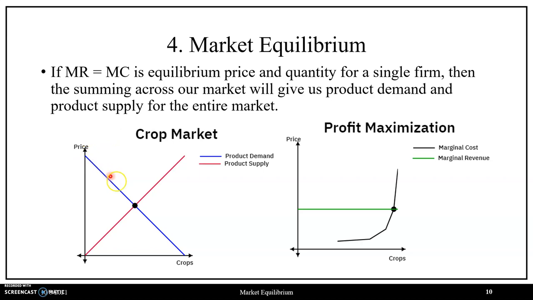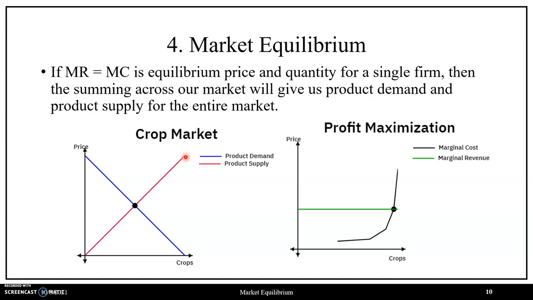where we have a downward sloping product demand curve representing our law of product demand, in that there's an inverse relationship between the price of a good and quantity demanded of a good. And we also have our upward sloping product supply curve indicating that positive relationship between the price of a good and quantity supplied of a good.